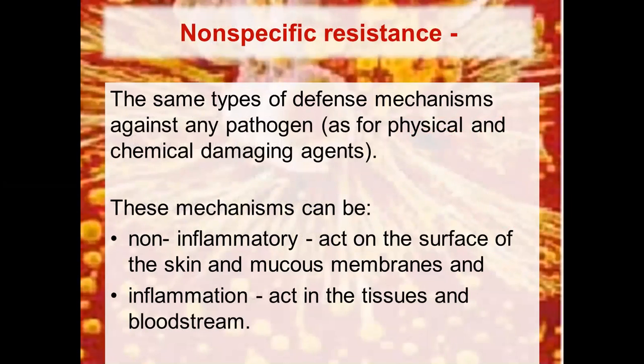And the immunity is divided into two main mechanisms. It's innate immunity or non-specific resistance and adaptive immunity. Adaptive immunity we will study later, and now we start with non-specific resistance. Why is it named non-specific? Because it's the same types of defense mechanism against any pathogen and also against physical and chemical damaging agents. These mechanisms can be non-inflammatory, which acts on the surface of skin and mucous membranes, and other mechanisms, inflammation, which acts in tissues and the bloodstream.